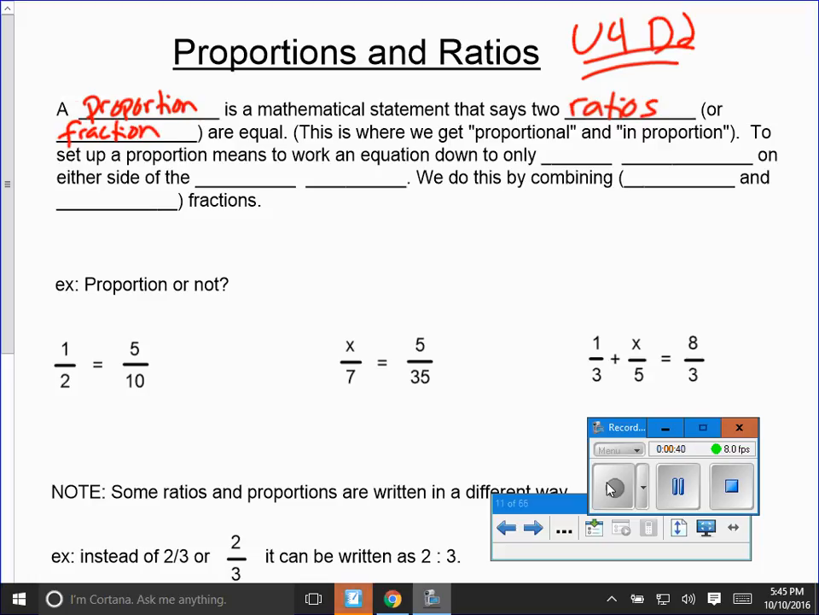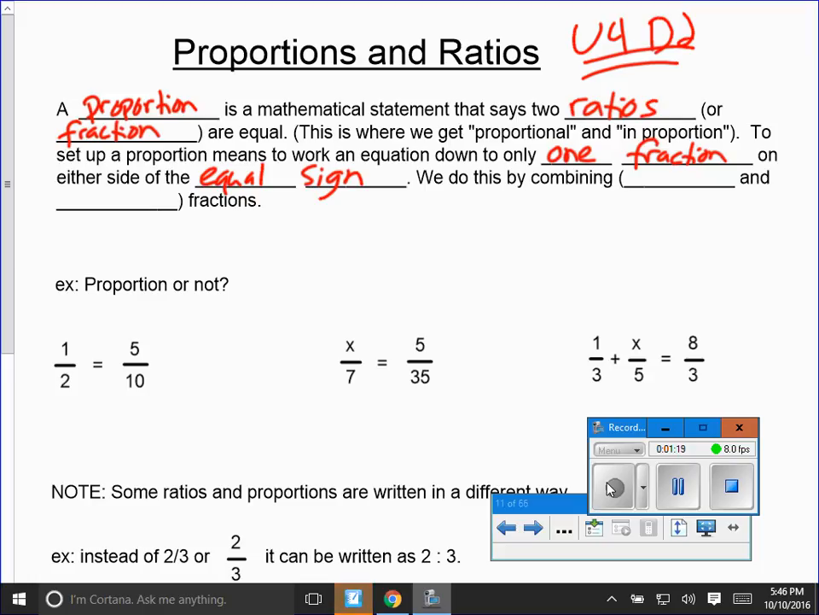This is where we get the phrase proportional or in proportion. It comes from this word proportion, right? So it means two ratios, two fractions are equal. So when we set up a proportion, that means we're working an equation down to something where there's only one fraction on either side of the equal sign. Alright, so we have one fraction equal to another fraction, that's a proportion. If there's more than one fraction on one side of the equal sign, it's not a proportion.